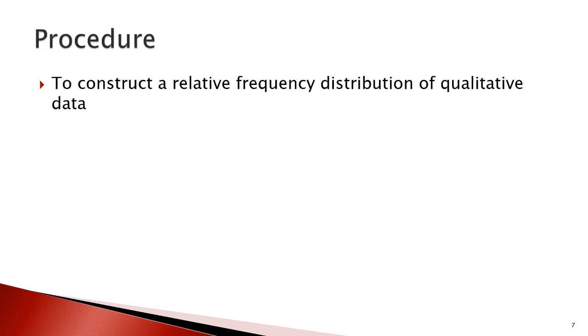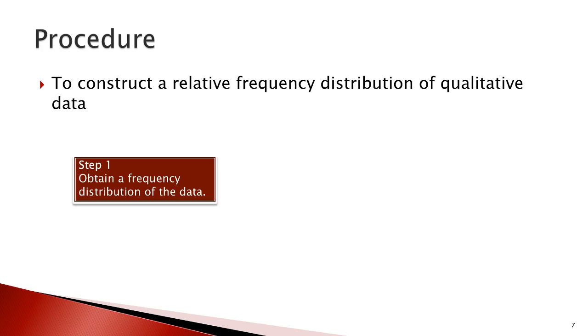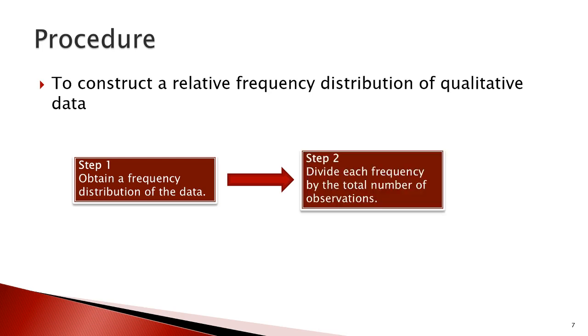To construct a relative frequency distribution of qualitative data, there is again a procedure. There are two steps that we need to construct a relative frequency distribution column. Step 1 is to obtain a frequency distribution of the data. As we did in the previous example, we already obtained a frequency distribution of the data. So the next step is to divide each frequency by the total number of observations.